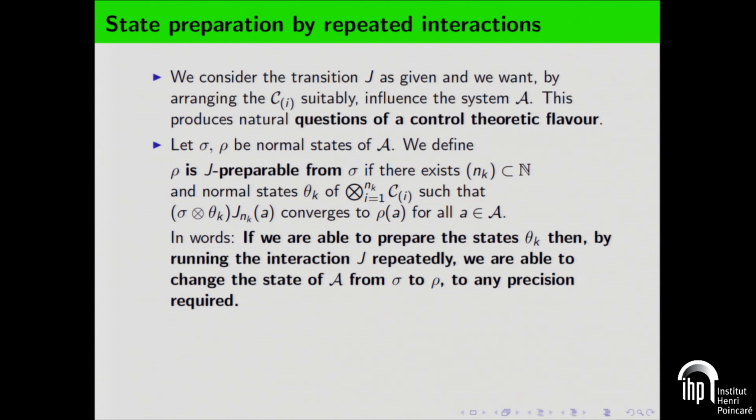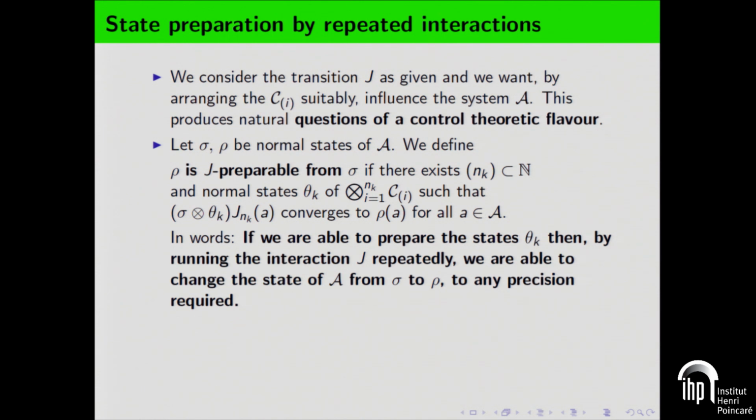We look at states. Let sigma and rho be normal states of A, and we say that rho is J preparable from sigma, where J is this transition coming from the interaction between A and C, if there exists some subsequence of the natural numbers, and states theta_k on the corresponding tensor products of Ci from 1 to n_k, such that (sigma tensor theta_k) after J_(n_k) applied to A converges to rho of A for all A in the algebra. Let's think about it and see that this is really what we want.